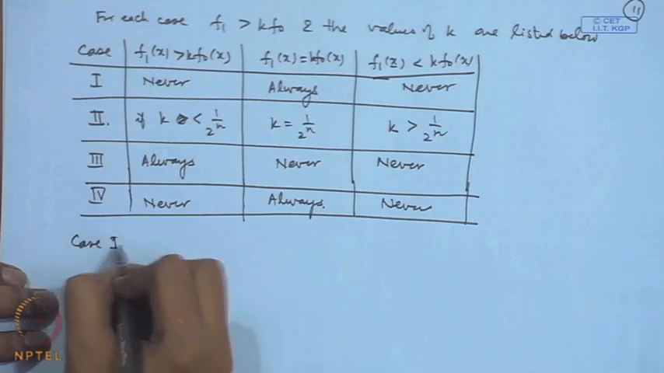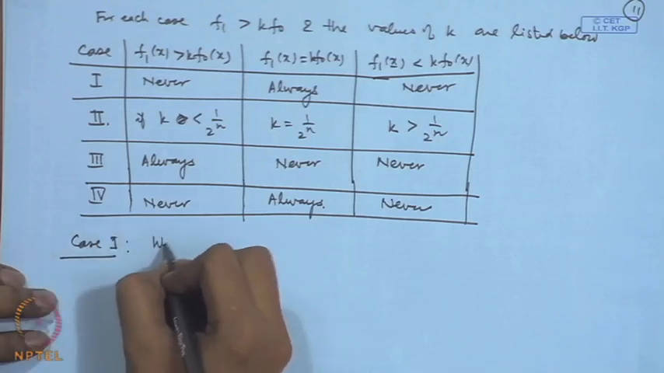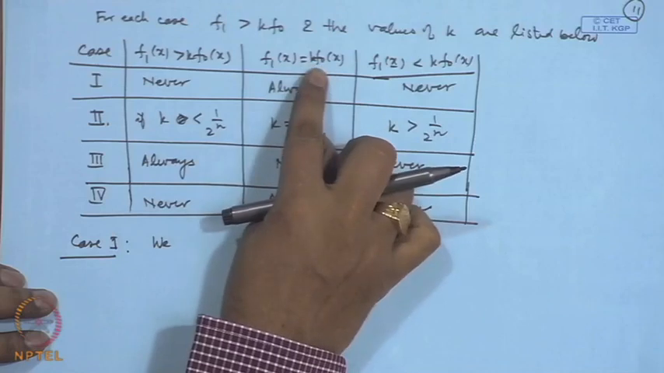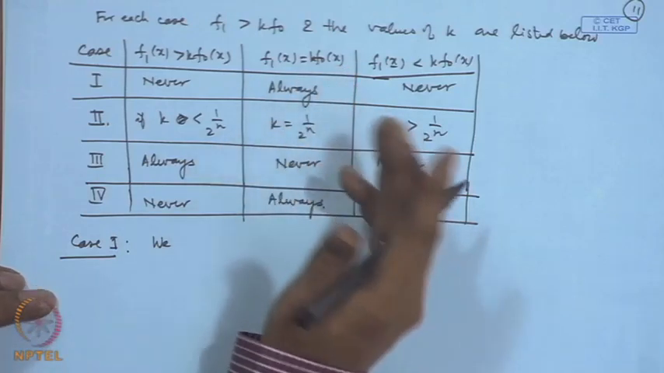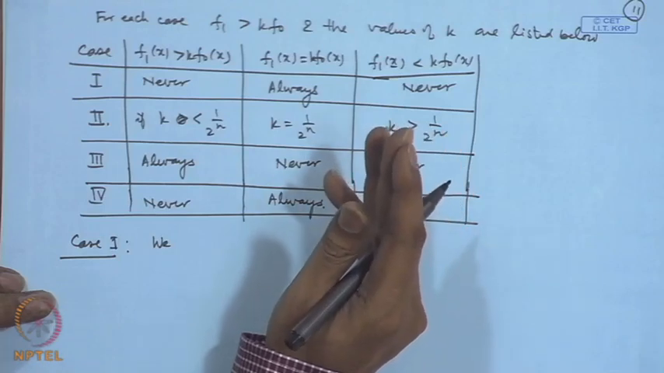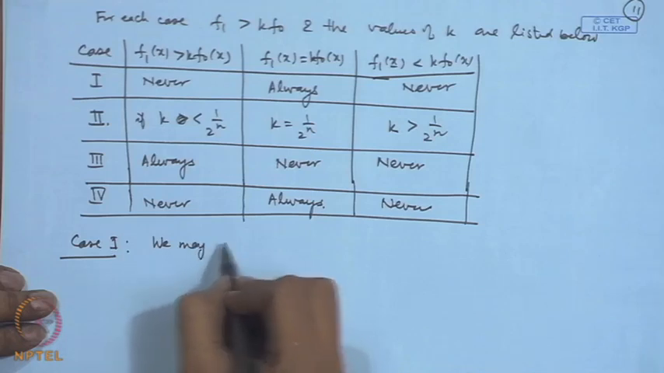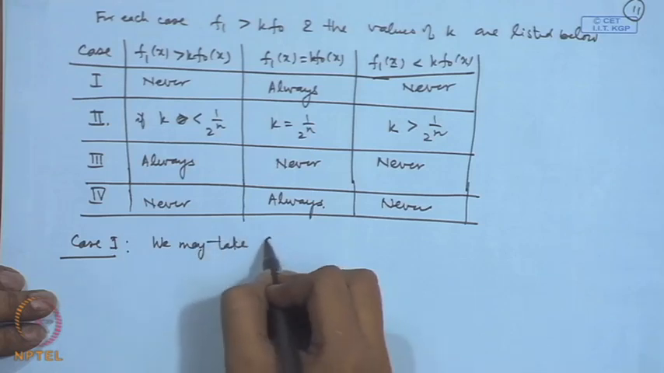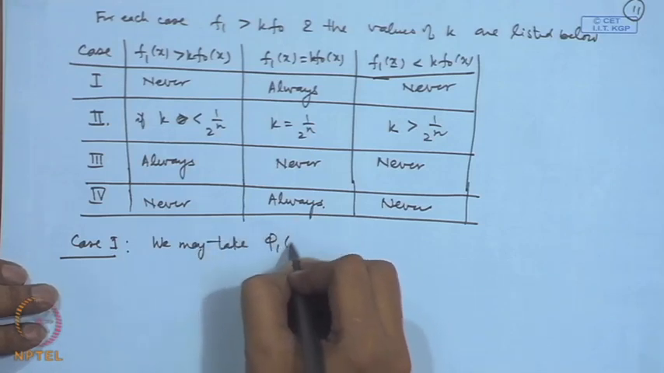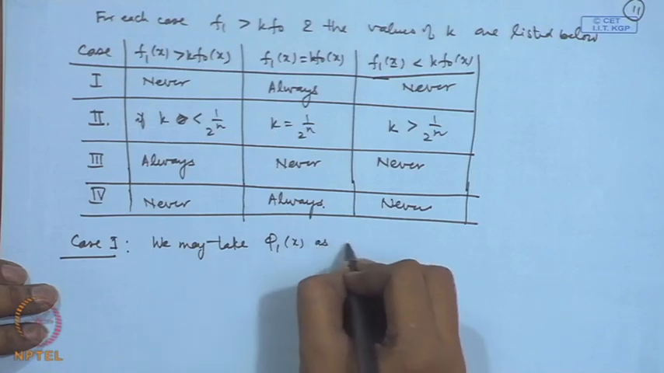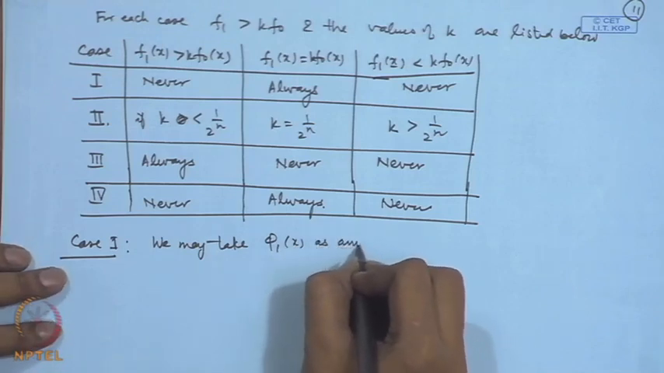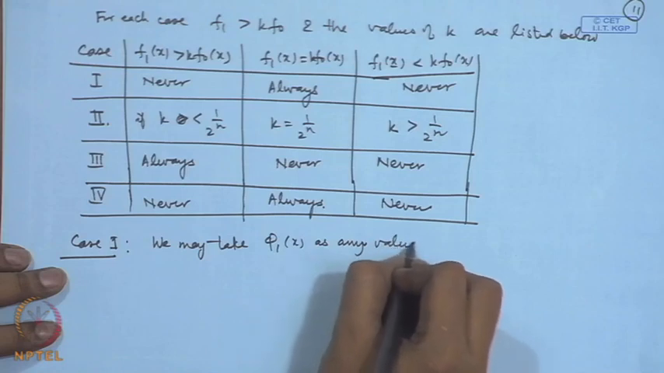So, what we consider in case 1, since f 1 is equal to k f naught is always possible, always true. Therefore, whatever be the value of phi 1, it does not make any difference. So, we may take phi 1 as any value.